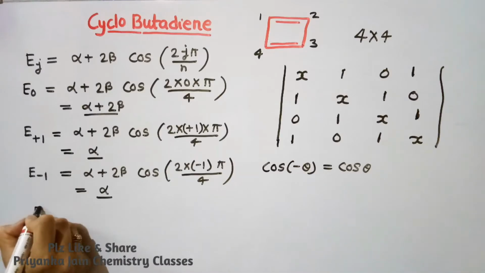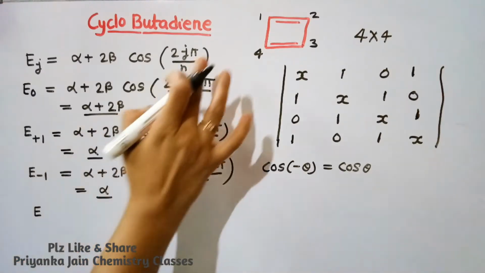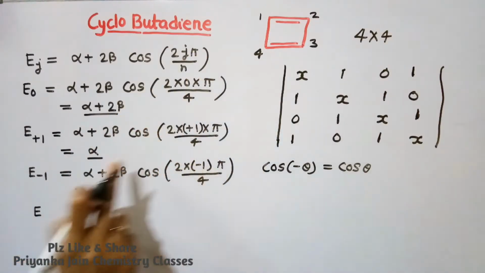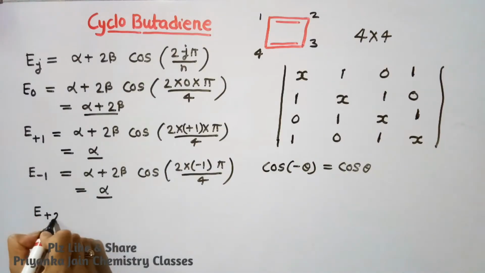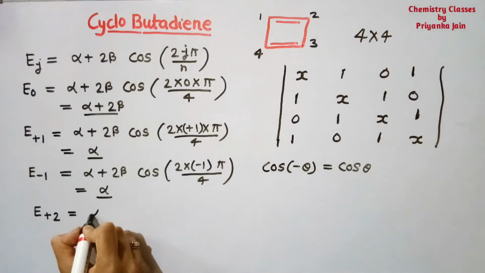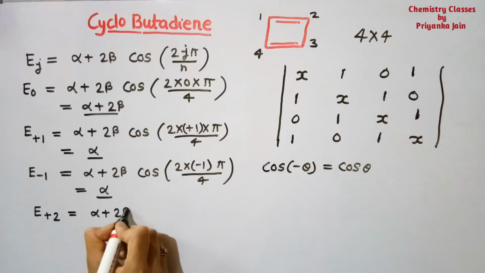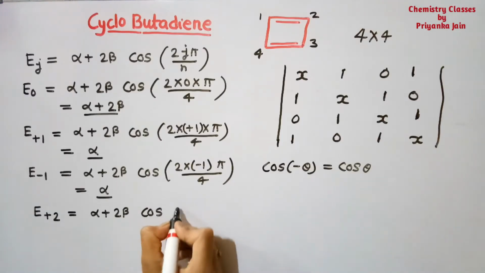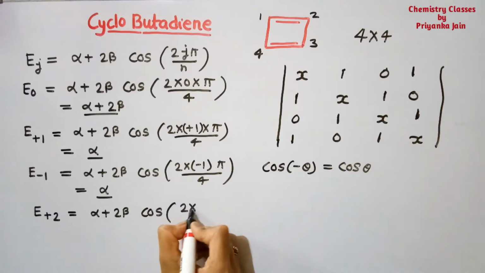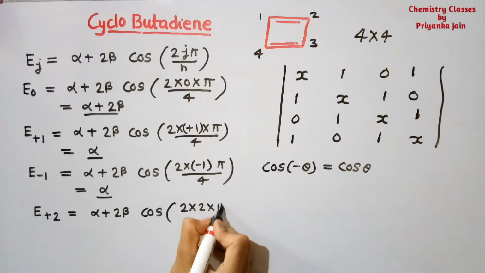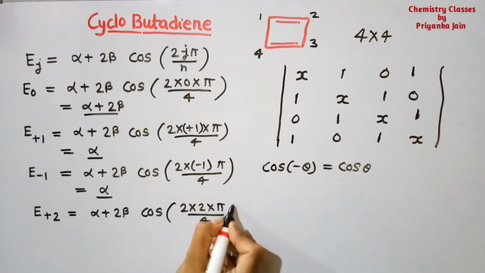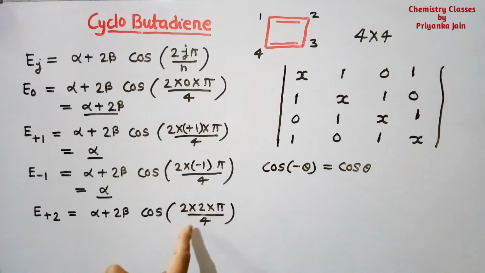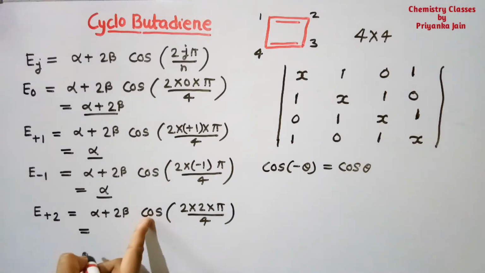Okay. Now we have to find out the fourth level, because in this case we will have only 4 energy levels, right? So we have to see here for plus 2. So this term will be alpha plus 2 beta cos (2 into 2 into pi upon 4), right? So what we are getting here? We are getting here cos pi, and the value of cos pi is equal to minus 1. So this will be equal to minus 1.